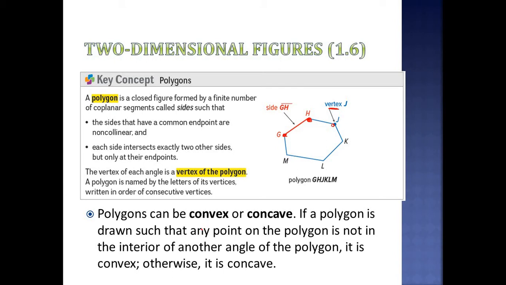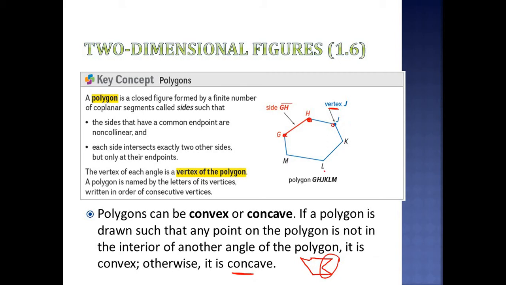Polygons can be either convex or concave. If a polygon is drawn such that no point of the polygon is on the interior of another angle of the polygon, then it is convex, otherwise it is concave. The way I think about convex versus concave is that the concave part kind of looks like it caves in on itself. So if you think of a polygon like this, this part right here seems to cave in on the polygon. So that's how to tell whether it's convex or concave.